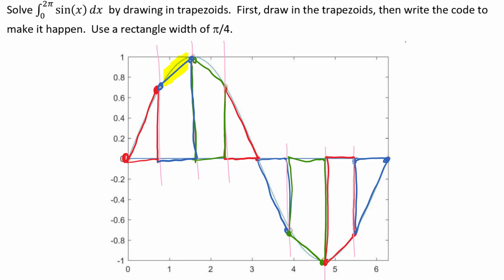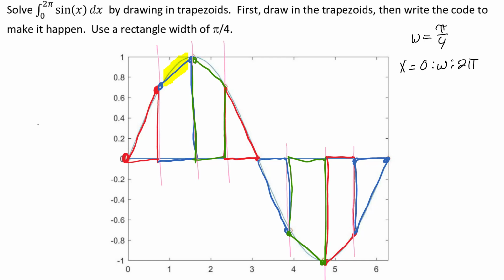Okay, so again, the width on these is going to be pi over 4. So I'm going to rewrite the code out here just a little bit. But again, our x is going to go from 0, skipping by the width, all the way to 2 pi. So I guess you have to remember the equation of the area of a trapezoid, which hopefully you have.